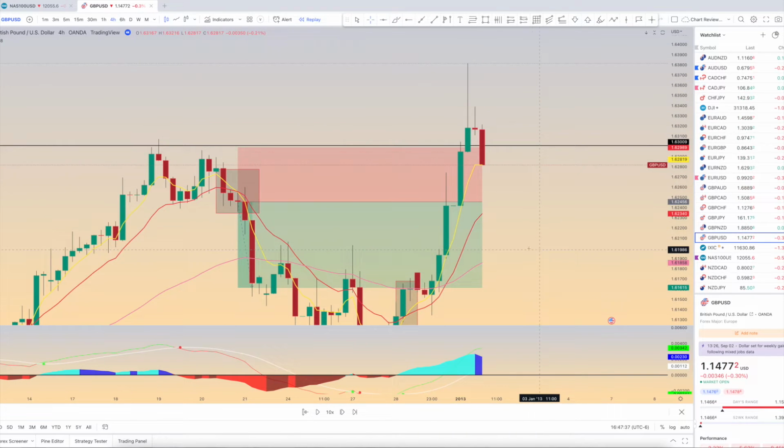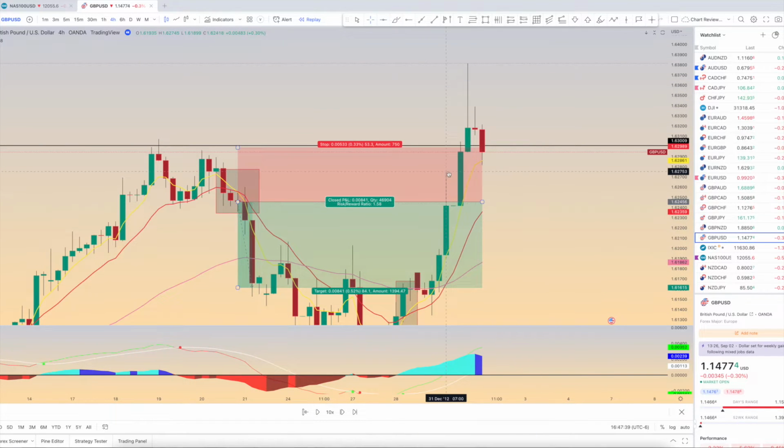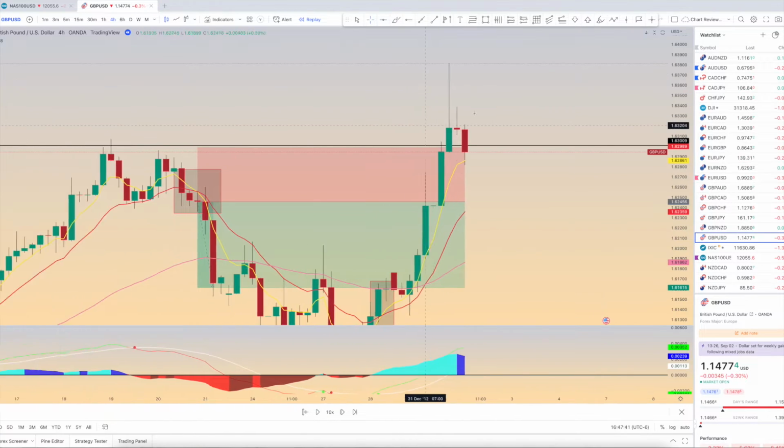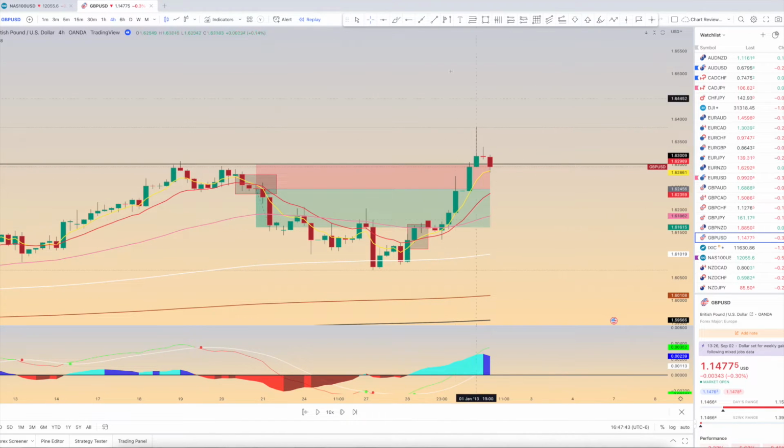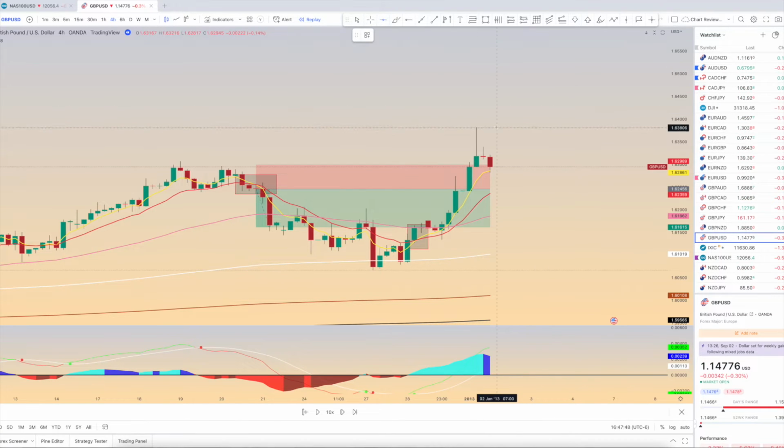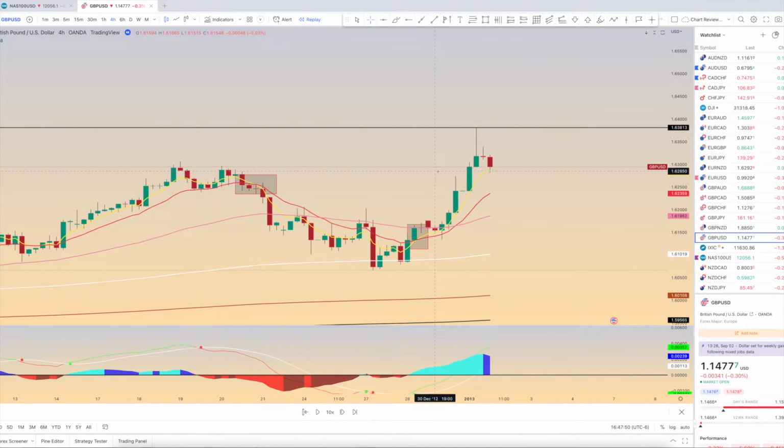So look, now it went all the way up. It broke through previous structure and made a new high. All right. So because of that, this structure is no longer valid. Let's take a look at where this actually closed to see if there's going to be another potential trade.